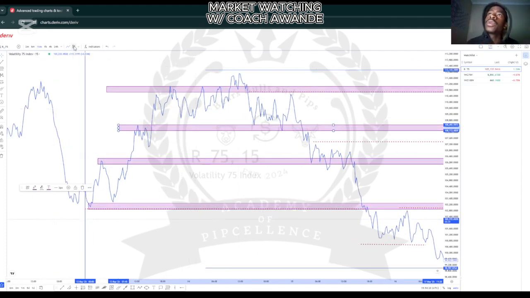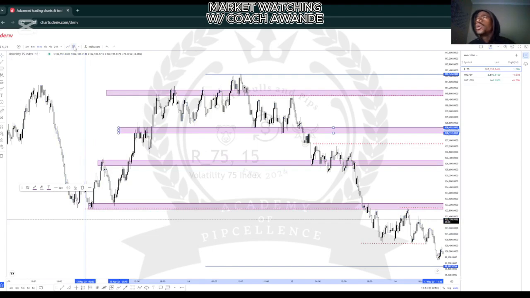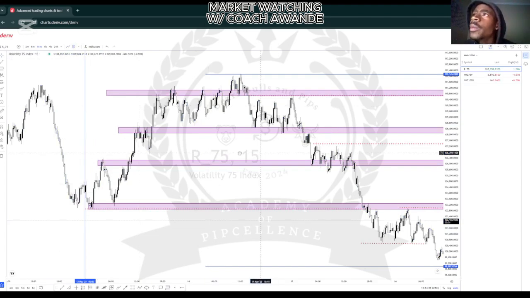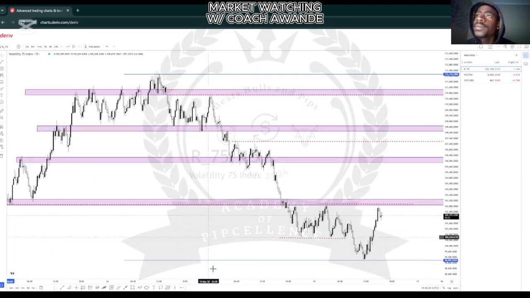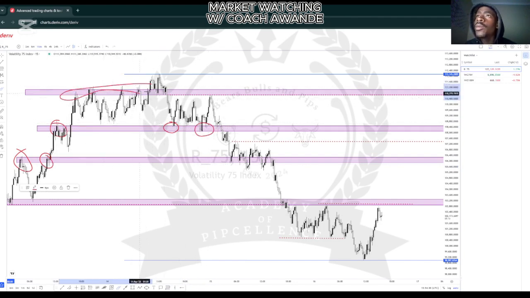Now, even if we switch to the bar chart, oh man, these areas are so immaculate. Look at that rejection over there, then that rejection, then that rejection, then that rejection over there, rejection over here. Wow, this was a really strong area of interest.